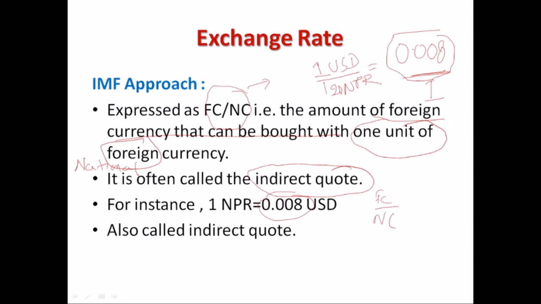The empirical definition is most often used because, as we will show, interpreting the decline and the increase in such exchange rate values is quite easier. For example, if the exchange rate value increases from 0.008 to 0.009, it will be appreciation of the currency, and if it decreases to 0.006, it will be depreciation. So interpreting the values of the exchange rate will be easier in the indirect quote, so we will use this definition in empirical works.